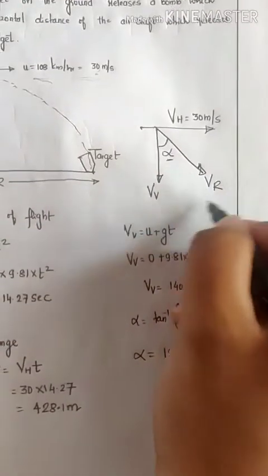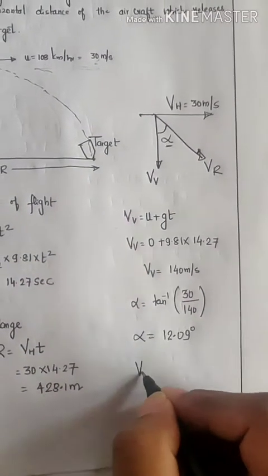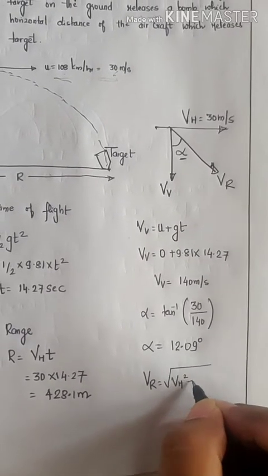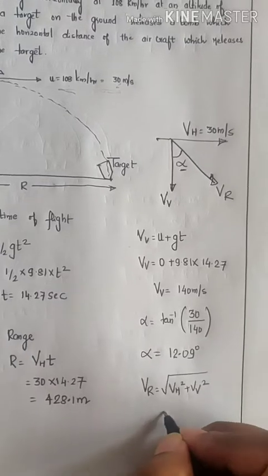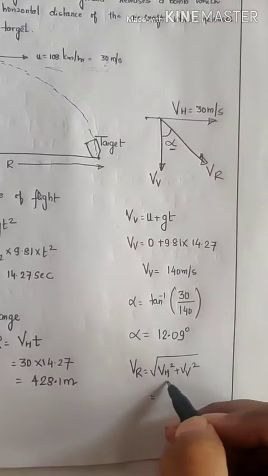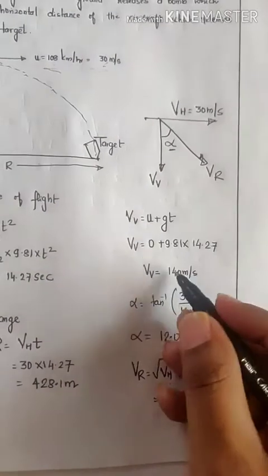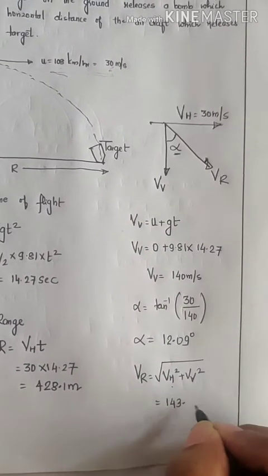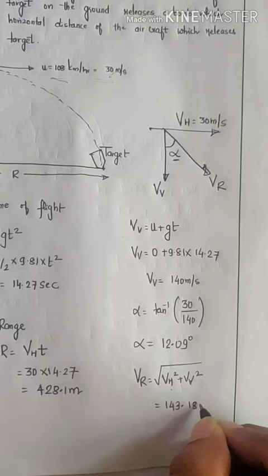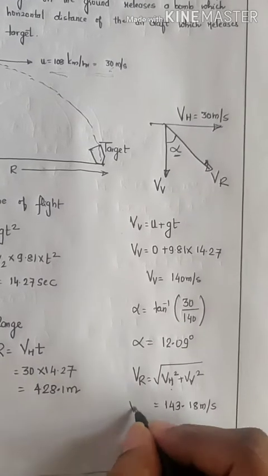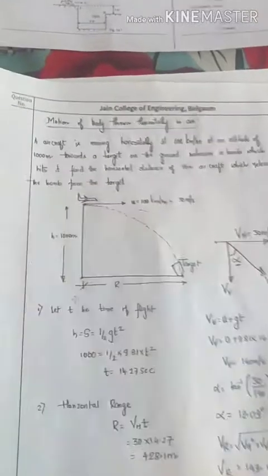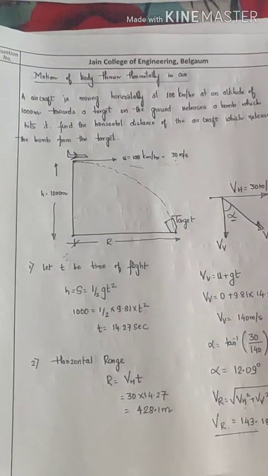So the resultant velocity with which the bomb hits the ground is Vr is equal to root of Vh square plus Vv square. Substitute Vh is 30, we know. Vv we have calculated as 140. So we'll get the resultant velocity as 143.18 meter per second. So hope you understood the problems on motion of body thrown horizontally into air.